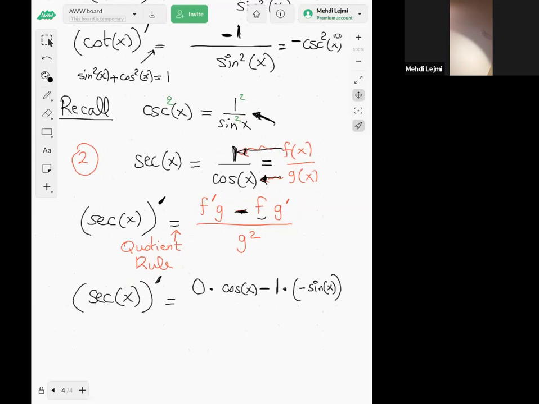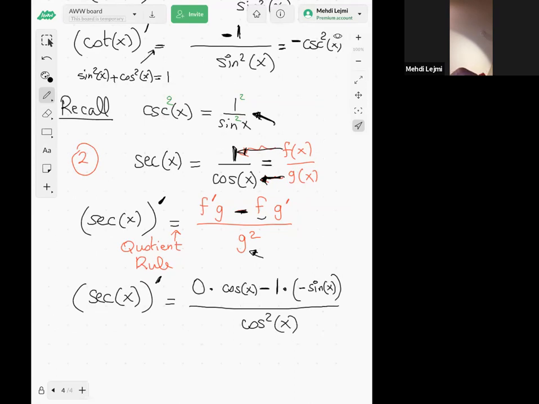And then, of course, the whole thing divided by g squared. My g again is cosine, so g squared would be cosine squared. Any questions, guys, about this?